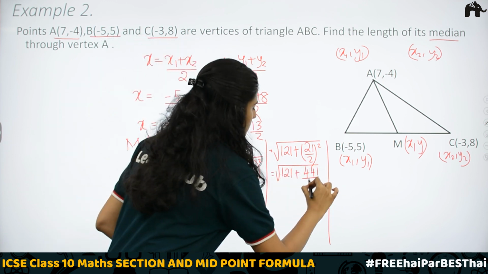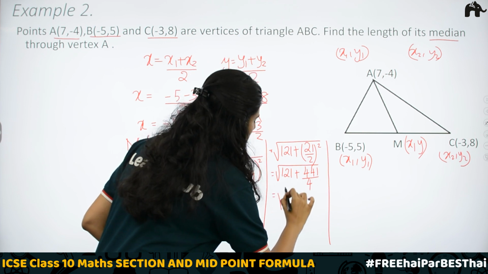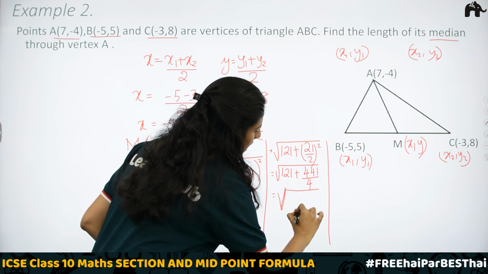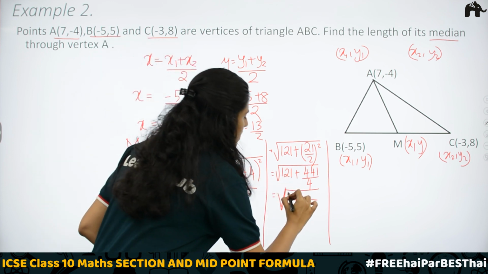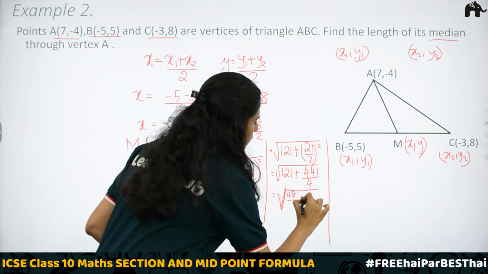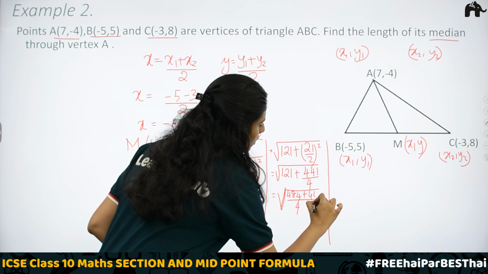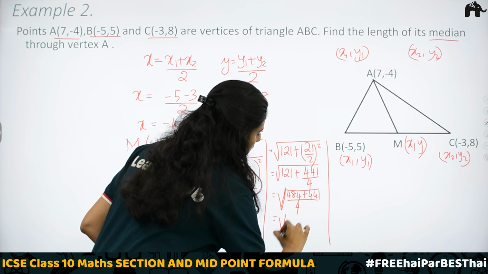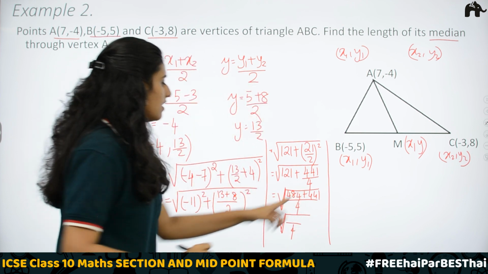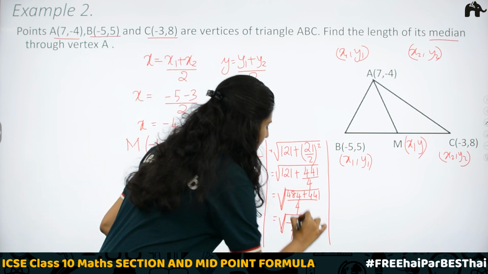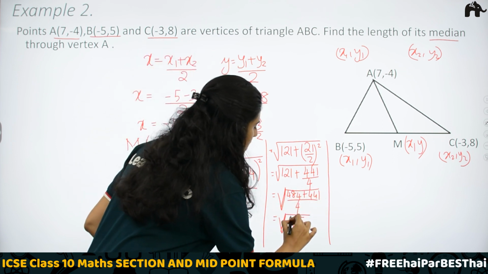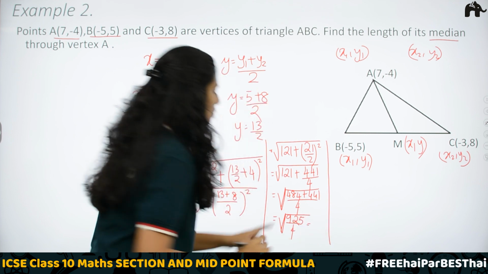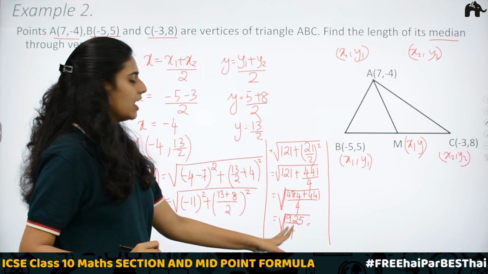That is equal to root of, taking LCM again, denominator we get 4. 4 into 121 is 484 plus 441. That is equal to root of denominator 4, numerator 4 plus 1, 5, 8 plus 4, 12, 4 plus 4, 8, 9. Equal to root of 925 divided by 4.